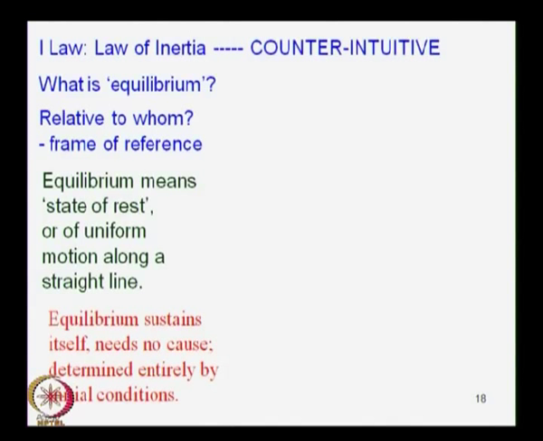The first law of inertia, which I emphasized, is counterintuitive. It tells us what equilibrium is. We have to define equilibrium relative to whom, and that connects us to the frame of reference. We recognize by equilibrium a state of rest or of uniform motion along a straight line, both are completely equivalent. We recognize that equilibrium requires no cause, it is self sustaining.